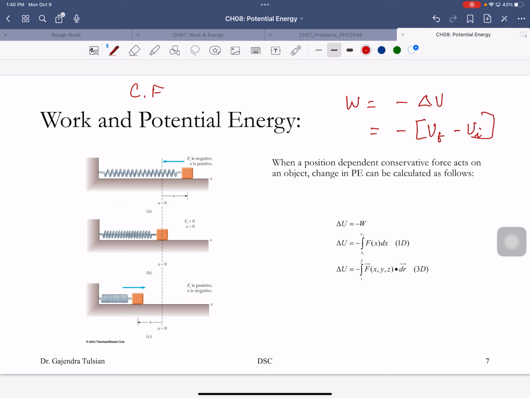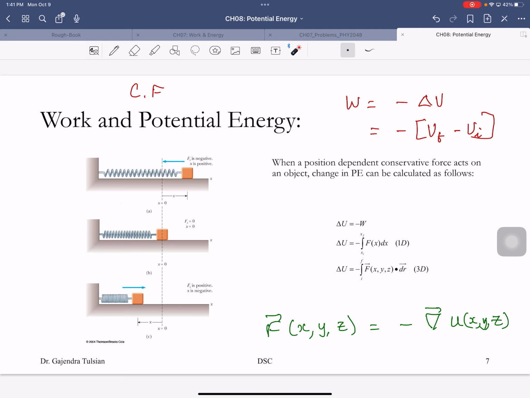Toward the end of the chapter, we'll define this. For a 3-dimensional conservative force, it's given by the gradient of a potential energy function. How many of you know what this is? Let's see a show of hands. Nobody's in Calc 3? Okay. So I will show you what this is, and you'll know by the end of the chapter.